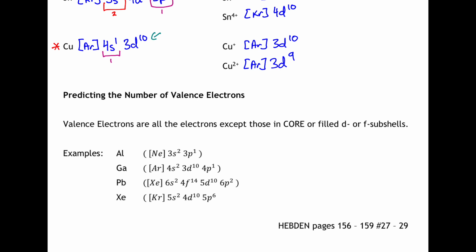So basically, the valence electrons are all the ones that are not in the core, so not in the neon, so none of those count. All of those 10 don't count. Or anything d or f filled. If you filled d or filled f, those don't count. Everything else counts. So how many electrons are in the s and p orbitals? There's 3 electrons. 2, 1, 3. So there are 3 valence electrons.